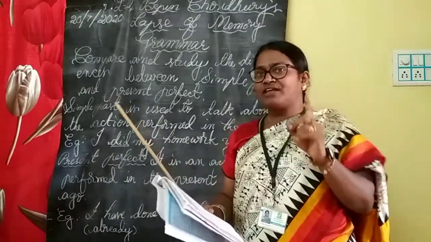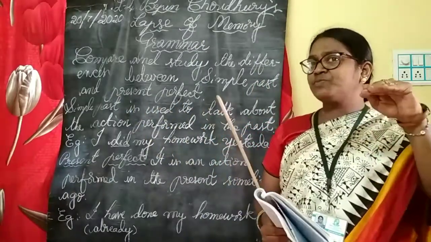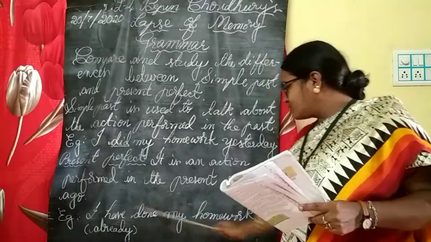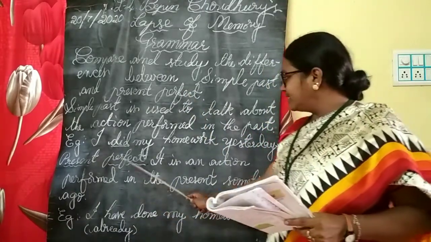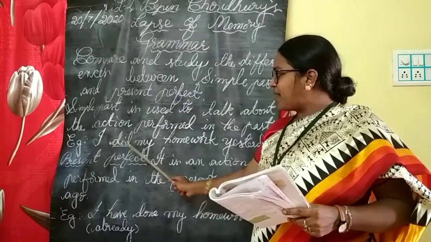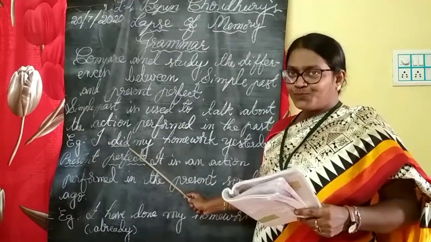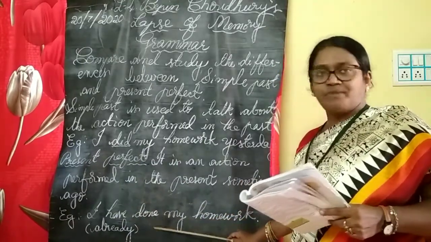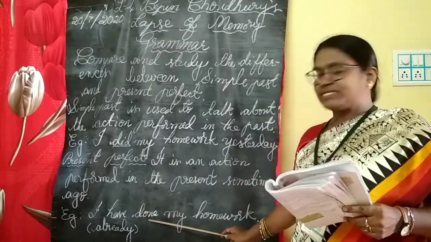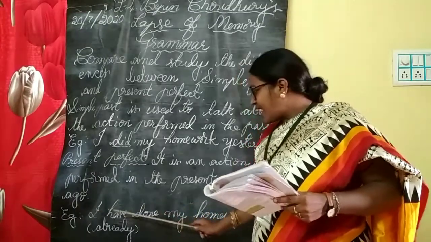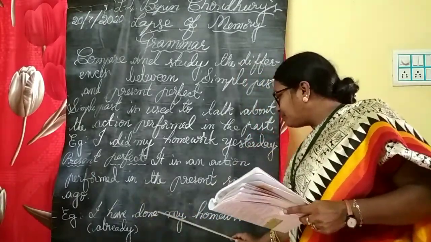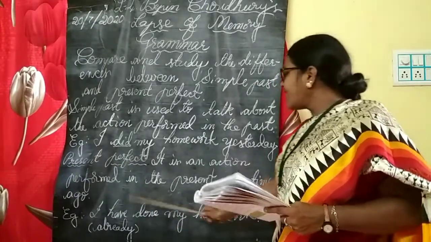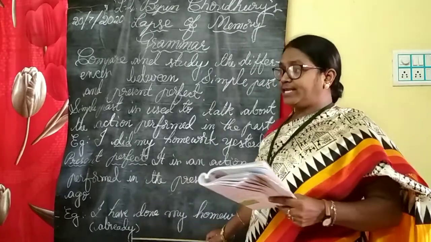Okay, you must be very, very careful in understanding the difference between simple past and present perfect. Once again, I have done my homework. Don't use the word "did." Did is the past tense of the verb do. Here, "have done." Have or has plus V3 form should be used. That is the structure of present perfect: subject plus have or has plus V3 plus object. What is the object? Homework is the object. I have done my homework already.